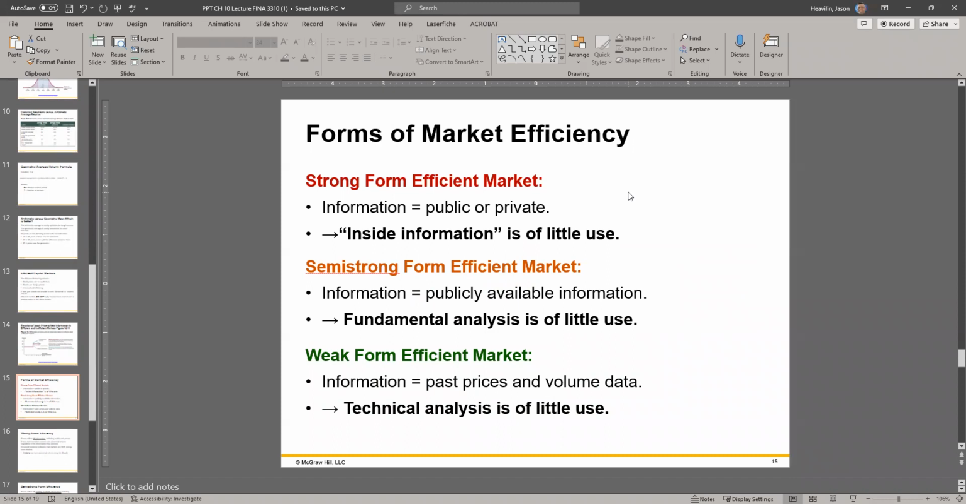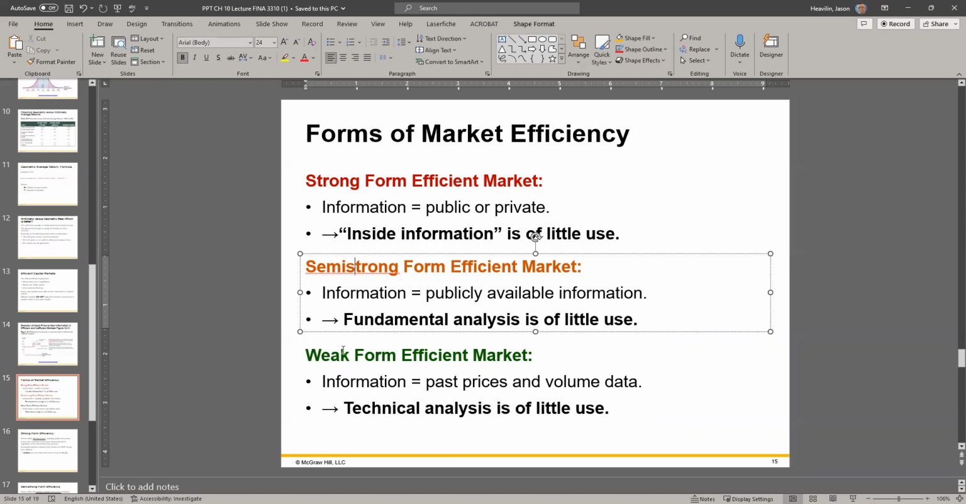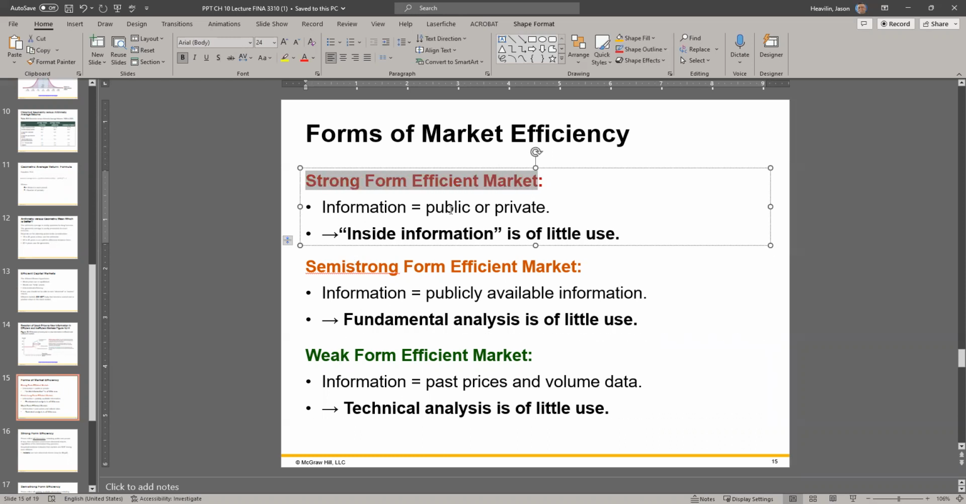Forms of market efficiency. So this is a hypothesis that was developed by Eugene Fama, a Nobel Prize winner. And he had 3 levels, I guess we can say: strong, semi-strong, and weak. Strong form efficient market. This is where everything, all information, public or private, everybody knows everything. There is no insider information.